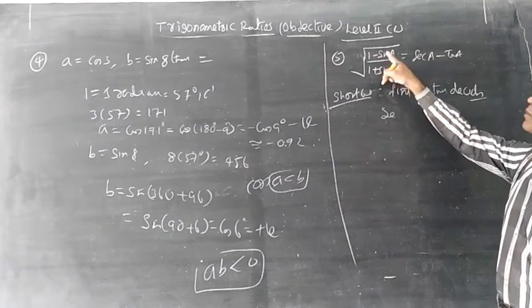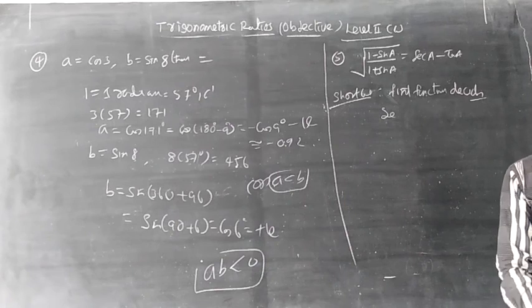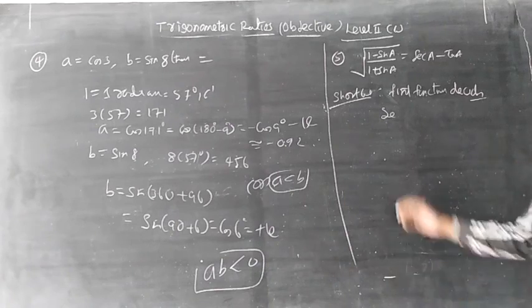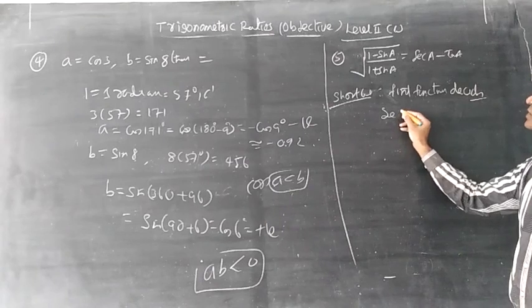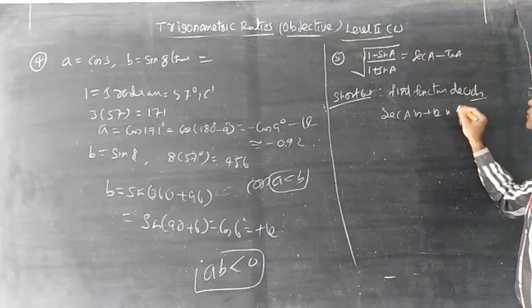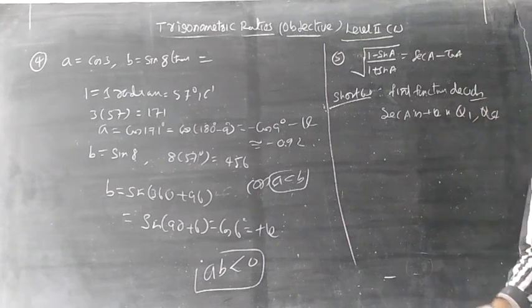So if you are writing 1 plus cos a by 1 minus cos a, you will get cosecant a minus cot a. First function decides. The sum is there, first function decides. Cosecant is positive in which quadrant? First and second. That's all. So secant a is positive in Q1, Q4.